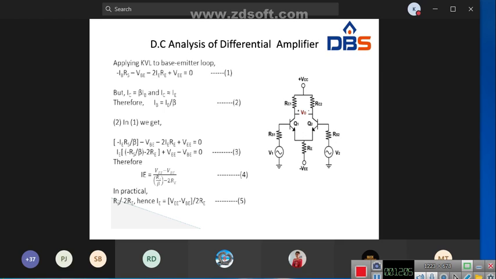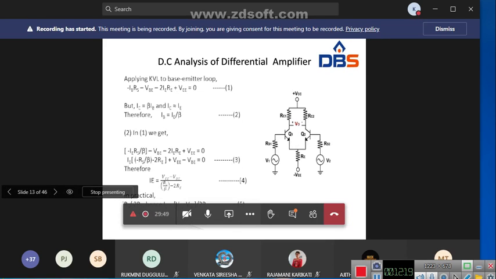If you apply the KVL to this base emitter loop, then based on the polarities, we can write minus IB into RS minus VBE minus 2IE RE plus VE equal to 0, right? This voltage drop is IB RS, this voltage is VBE, the voltage between base and emitter, a constant voltage, and this voltage is 2IE into RE. Two emitter currents are flowing through RE, that's why we have taken 2IE. So plus VE equal to 0.